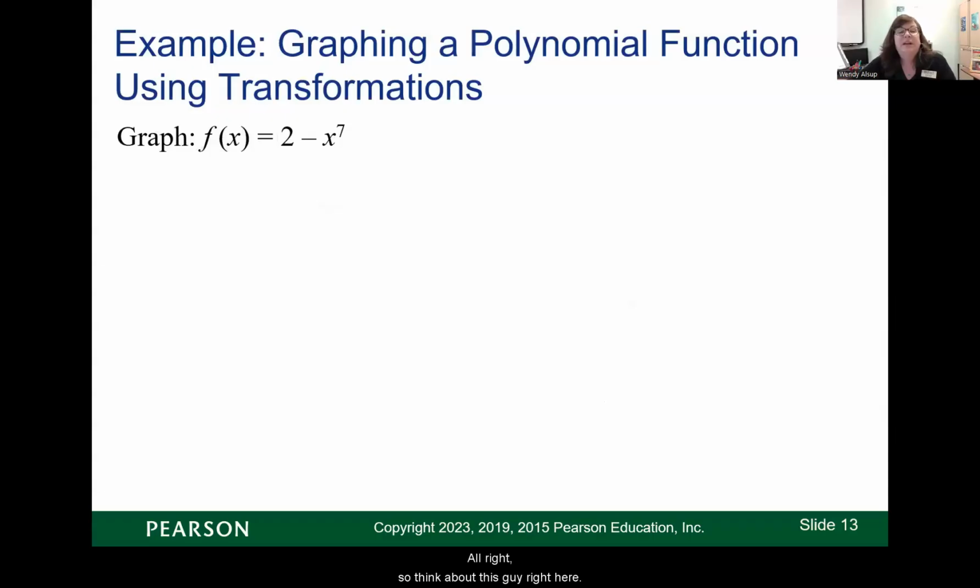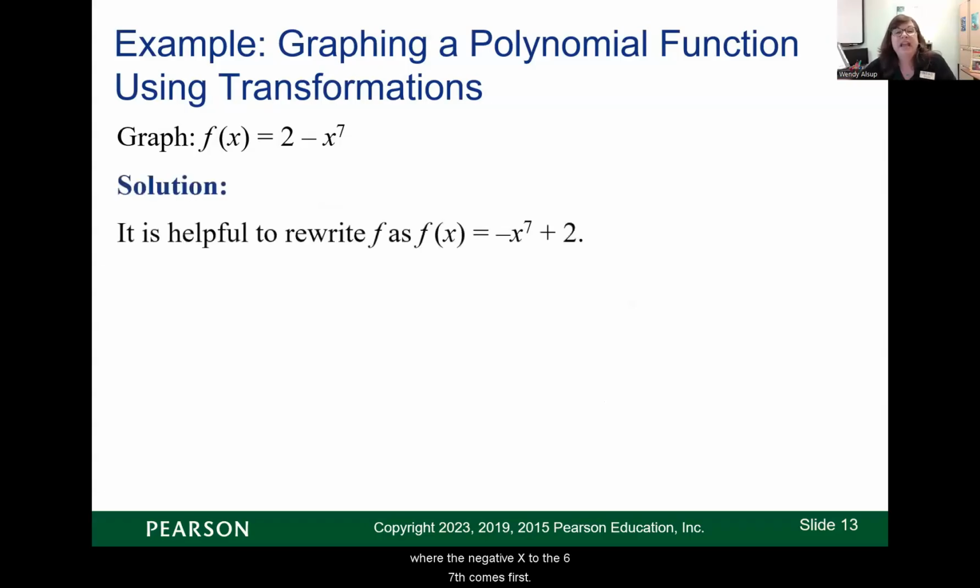All right, so think about this guy right here. First of all, let's write it in proper form where the negative x to the 7th comes first. So this is negative x to the 7th plus 2. So this is an odd exponent here. Odd exponent, so we know it's going to start in one direction, end in the other, but it's got that negative, so it's going to be flipped upside down. And then the positive 2 means we're going to pick it up and move it up the x-axis.